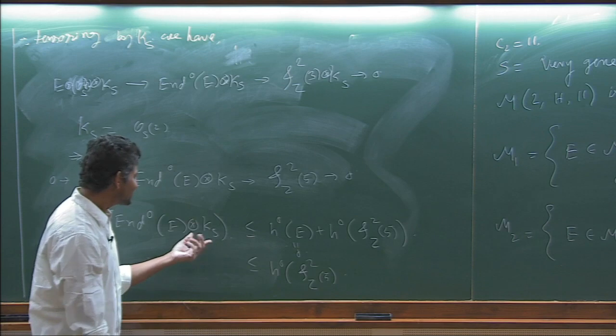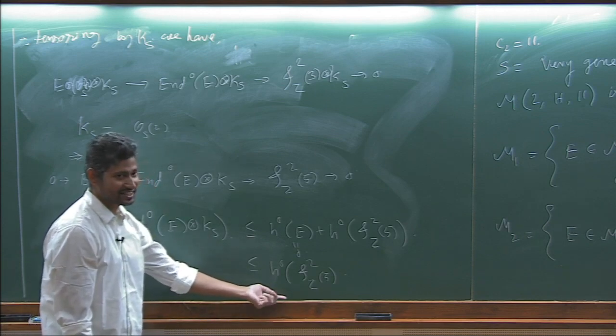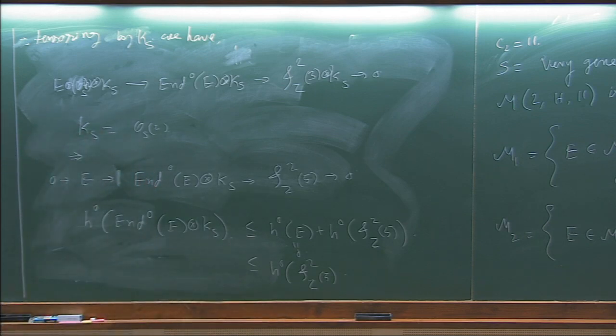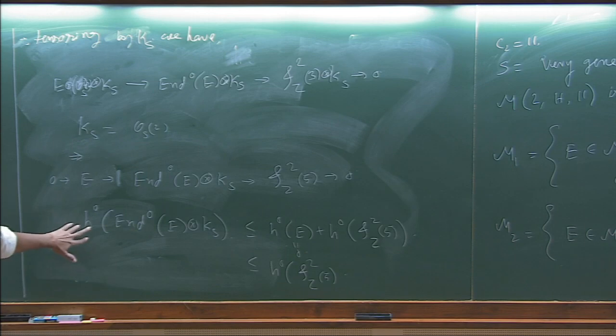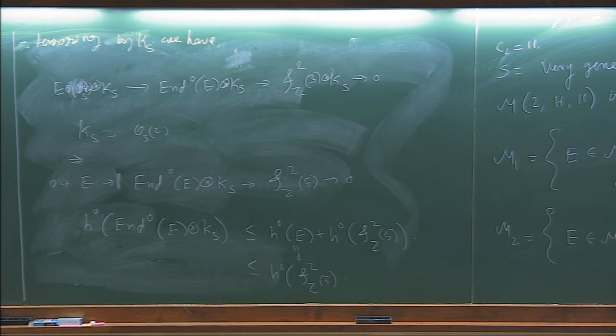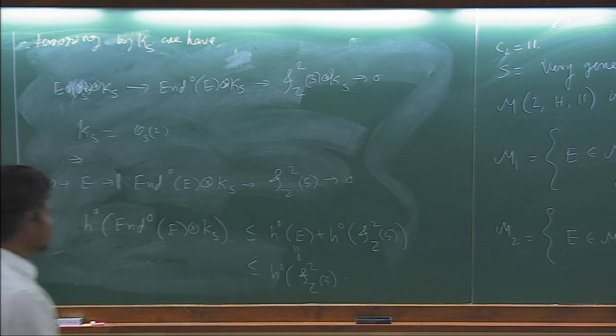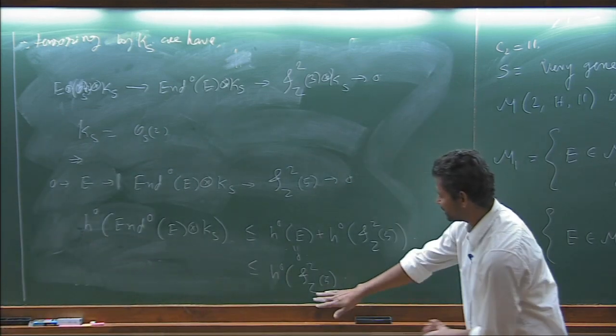Okay, so this says that h naught of this is less than or equal to this. So the only thing now is we have to check that if we can prove that this is equal to 0, then we are done. That means this h naught is 0. So it is unobstructed. Right? So it means what?